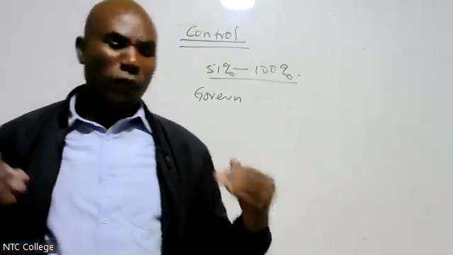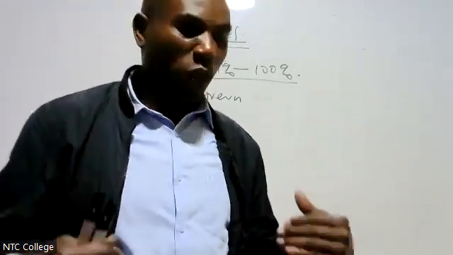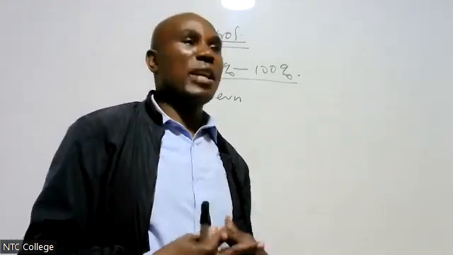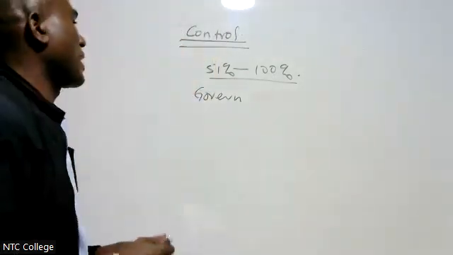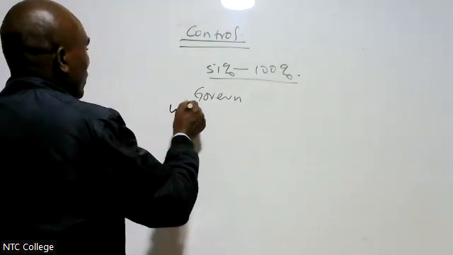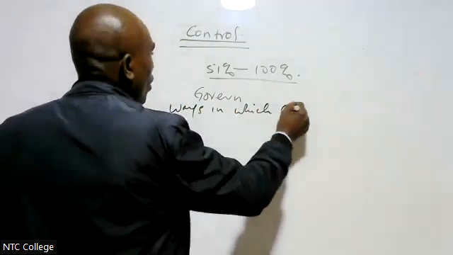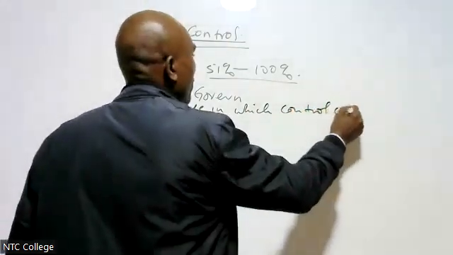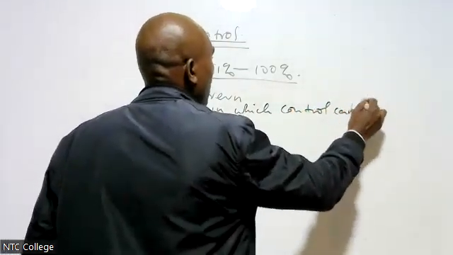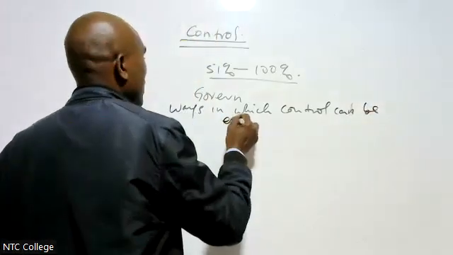Now, when we talk of control, we look at the indicators of control, or ways in which control can be exercised.